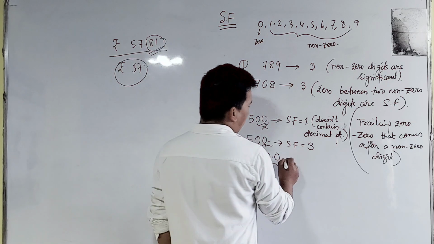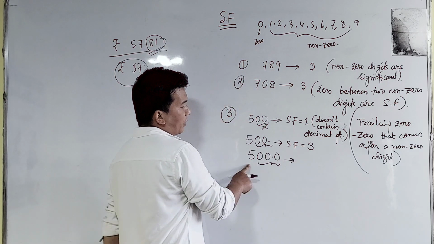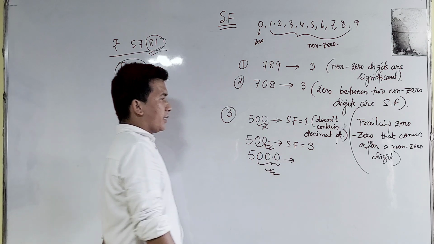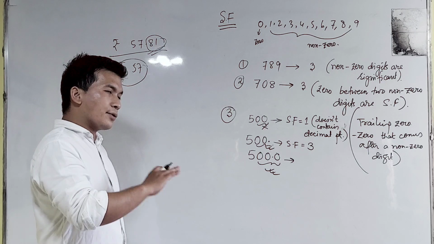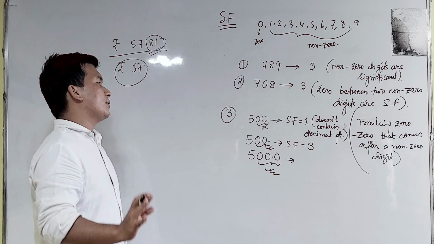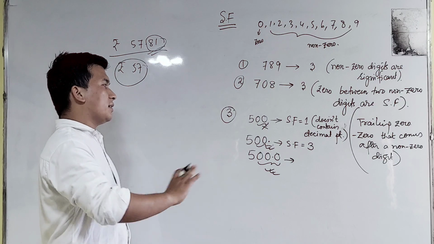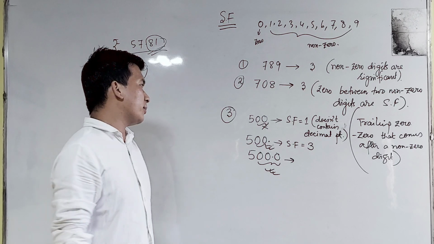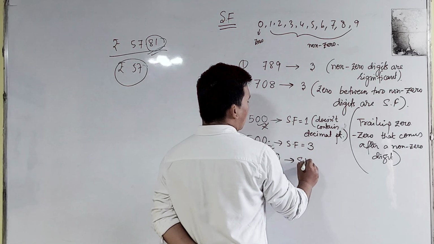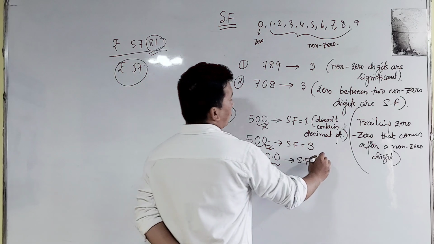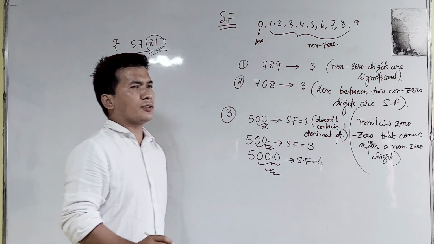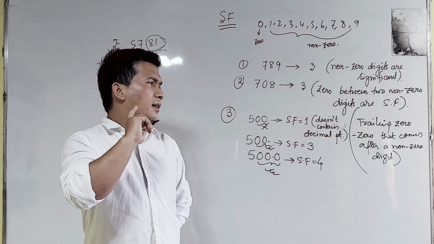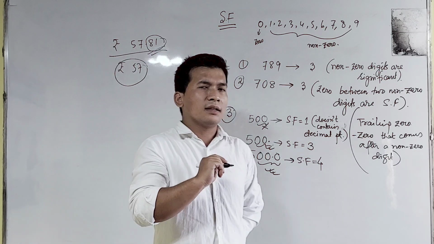Next, we see the next key number, the third example. If we consider the third example, then we can say we have three trailing zeros. Trailing zeros are the zeros that come after a non-zero digit, and in this number we do have a decimal point. With the decimal point, the significant figure will now be counted as 4.